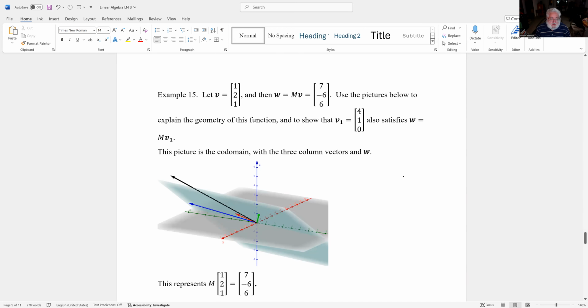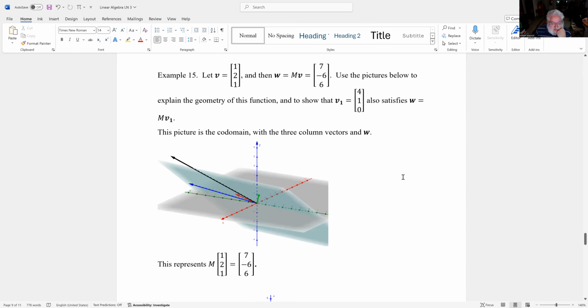V is 1, 2, 1. W is 7, minus 6, 6. Use the pictures to explain the geometry of this. So we're actually doing the codomain here. And again, red is m times I. Green is m times J. And blue is m times K.